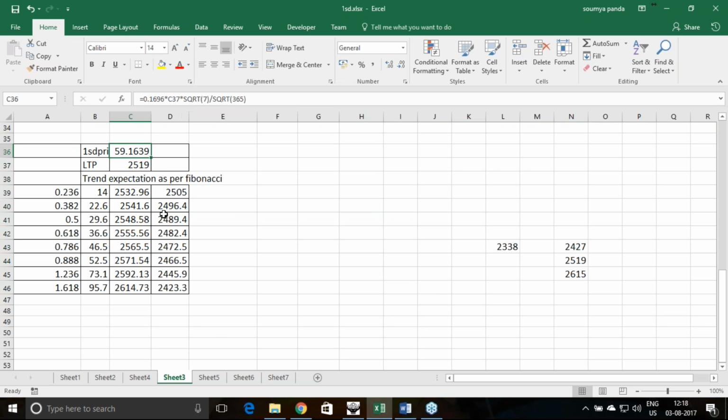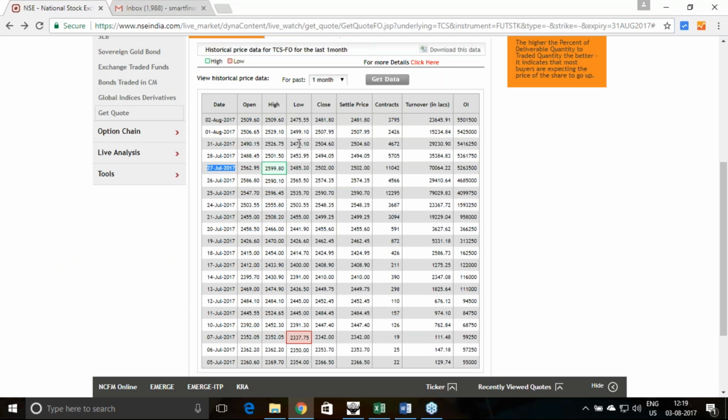So for the weekly cycle, I'll be simulating each cycle. I have taken 2338, so this is my first cycle. It ends at 2426.85, so the first cycle uptrend ends at 2427. The downtrend is 2249. Beyond that uptrend, the prices have moved up.